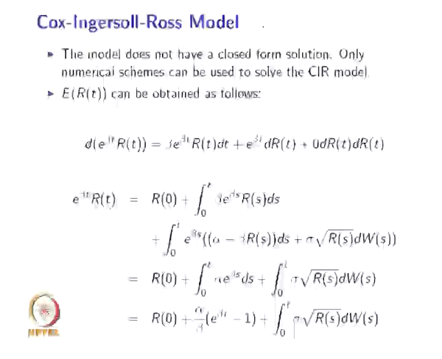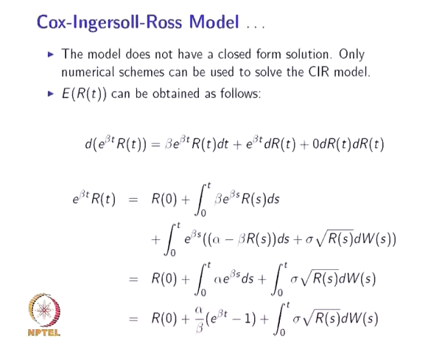Now, we are finding the expectation of R of t. For that, we are taking an increment of e power beta t times R_t, get the terms, then substitute dR_t from the previous equation. Therefore, by converting into an integral equation, you will get e power beta t R_t is equal to R of 0 plus integral of beta times e power beta s R_s ds.